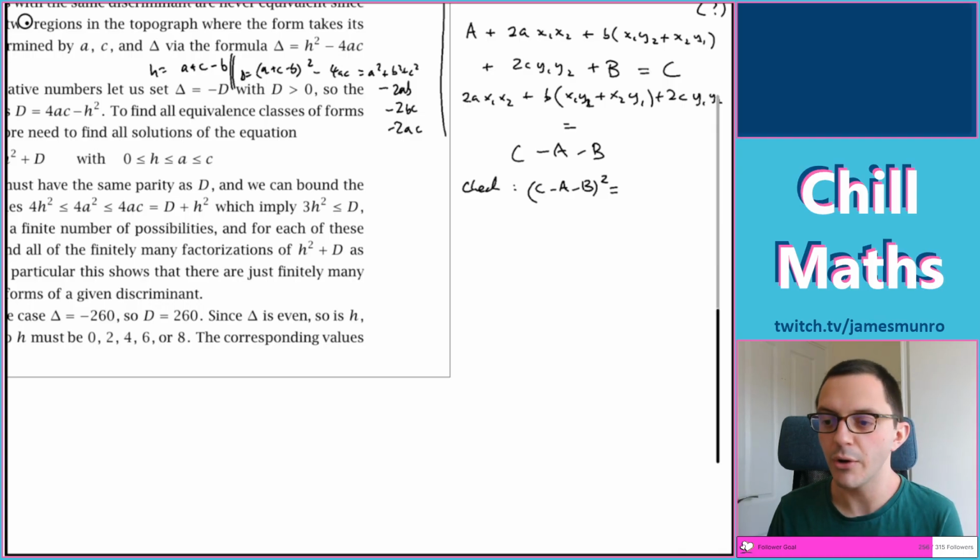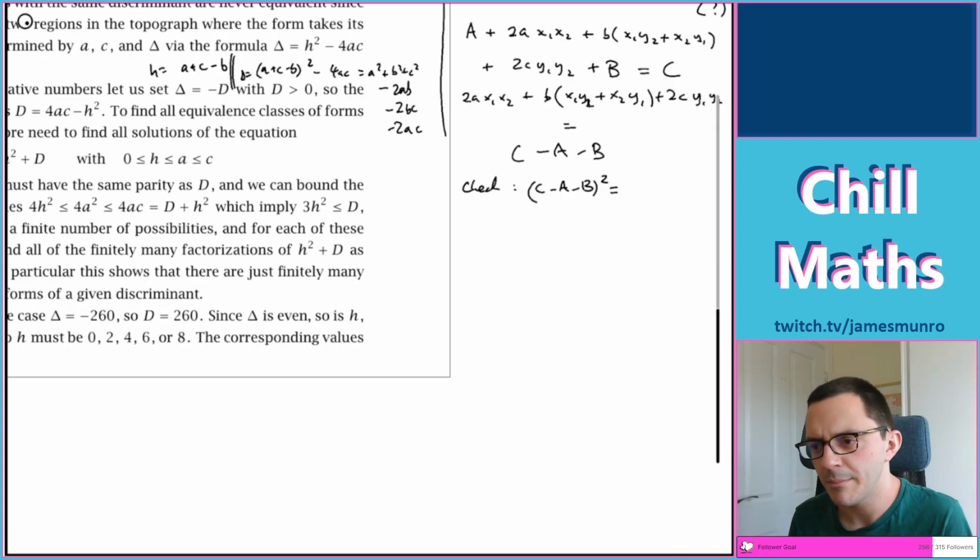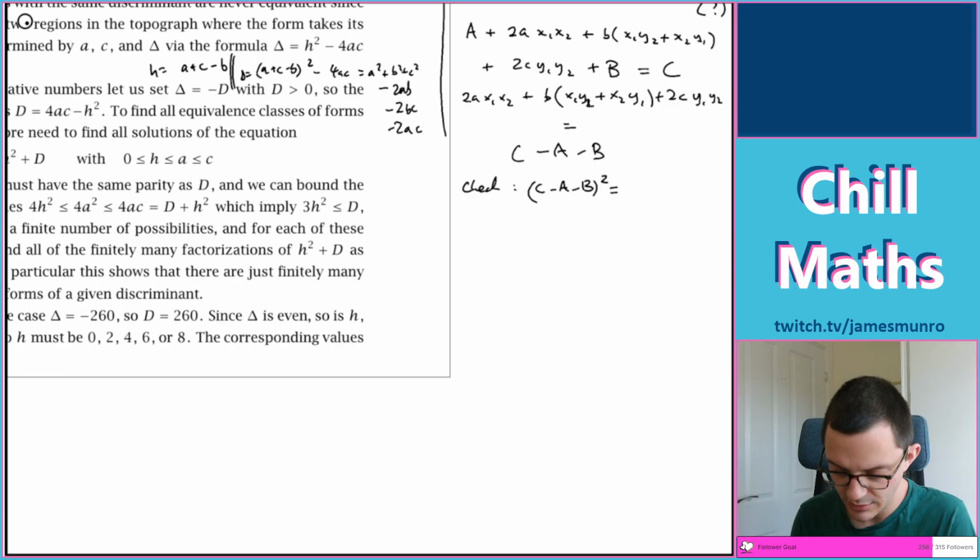There are going to be many terms. Can I scroll any further? No. There are going to be many terms from squaring this. We're still going to subtract some more terms, 9 more. Okay, so there's 9 things minus 9 things. I should just do it, shouldn't I?